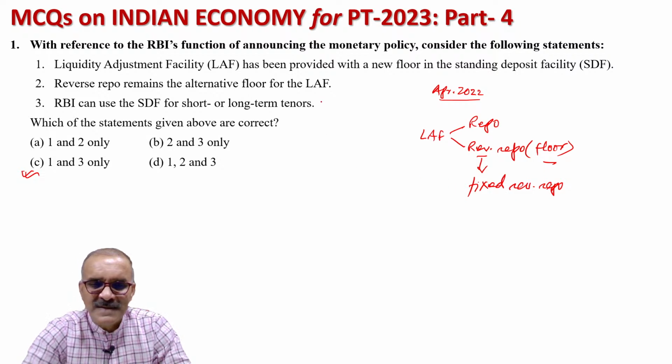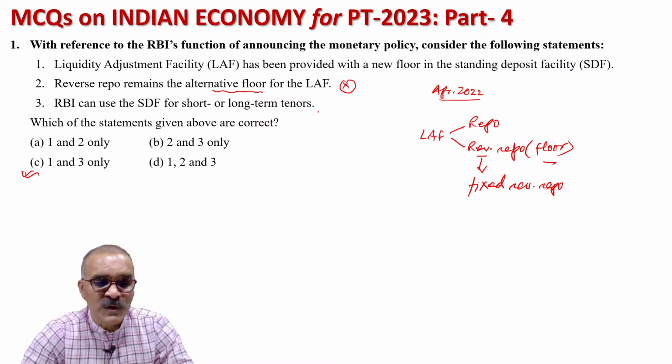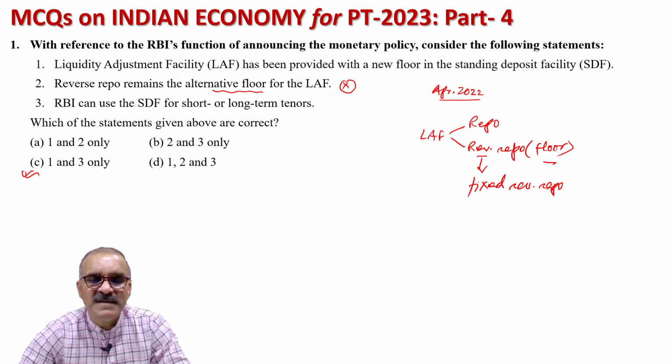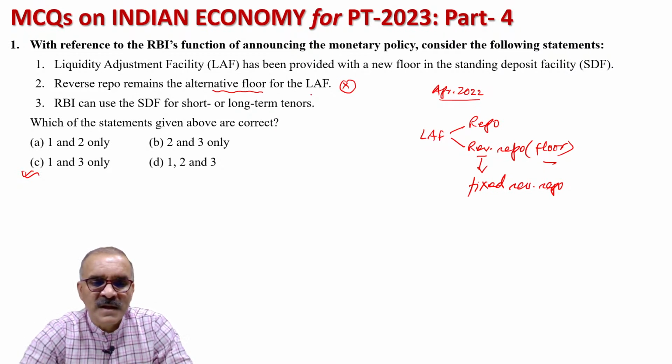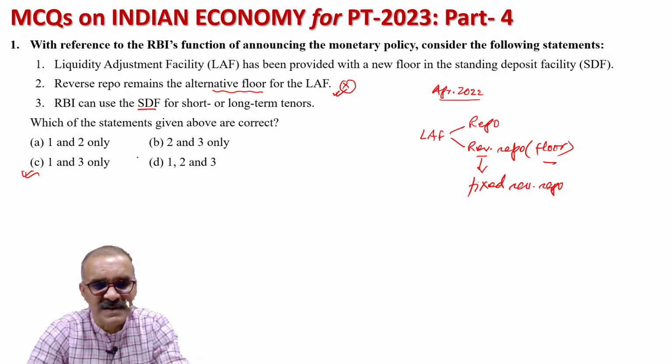Back to back, the second statement is saying that reverse repo remains the alternative floor for the LAF. This is a wrong statement. This statement was given to confuse you. Those who have not revised the recent changes effected by RBI carefully will go with statement 2 also as correct, and for them the answer will become D. So very close choices have been given. To the extent SDF is concerned, that is the standing deposit facility, presently RBI is operating it for only short term, but RBI has the power and authority to operate it for long tenure also. Did you understand? This is presently not operative, but any time RBI can operate it.